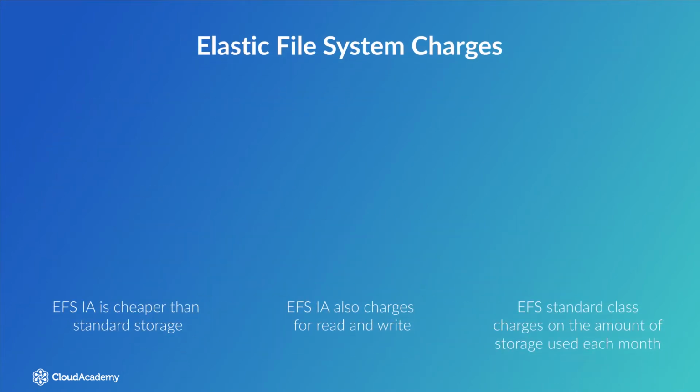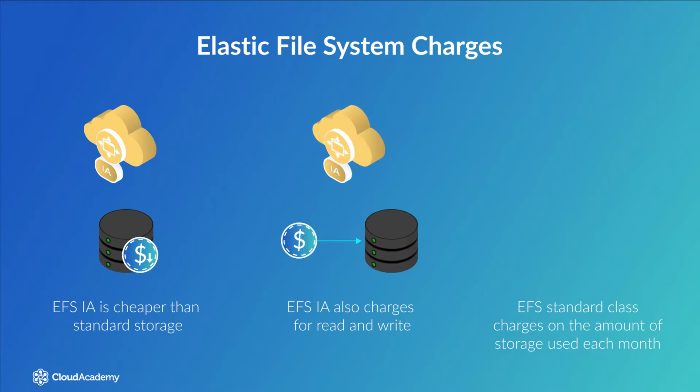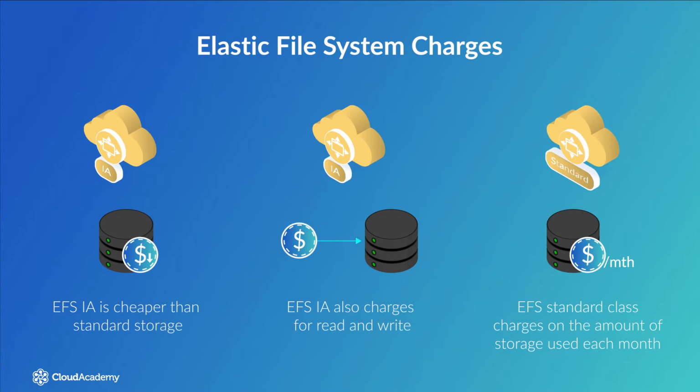The costs are also managed slightly different. When using IA, you are charged for the amount of storage space used, which is cheaper than that compared to standard. However, with IA, you are also charged for each read and write you make to the storage class. This helps to ensure that you only use the storage class for data that is not accessed very frequently, for example, data that might be required for auditing purposes or historical analysis. With the standard storage class, you are only charged on the amount of storage space used per month.